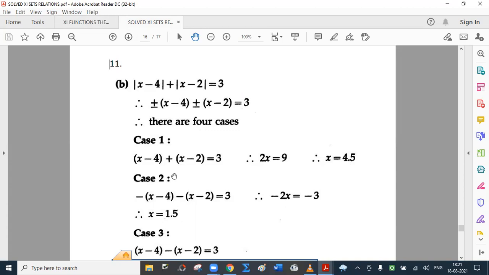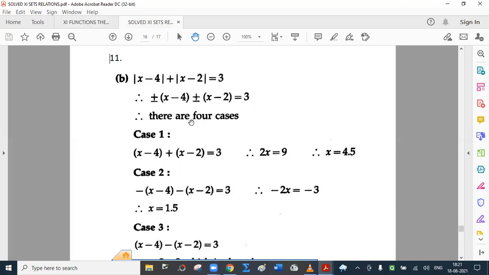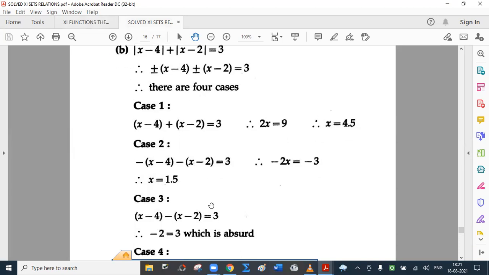Second possibility, both are negative, means minus sign is considered. So minus x minus 4 minus in bracket x minus 2 equal to 3. So that gives us minus 2x equal to minus 3. That is x equal to 1.5. Third case, here plus sign is taken, here minus sign is taken. So we get an absurd result. X minus 4 minus x minus 2 equal to 3. Minus 2 equal to 3.